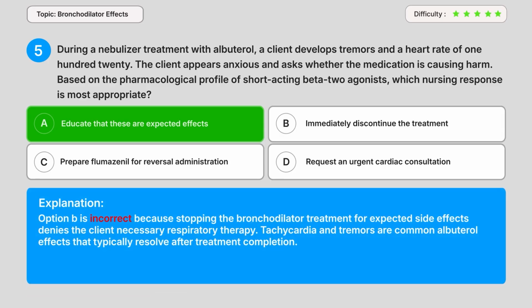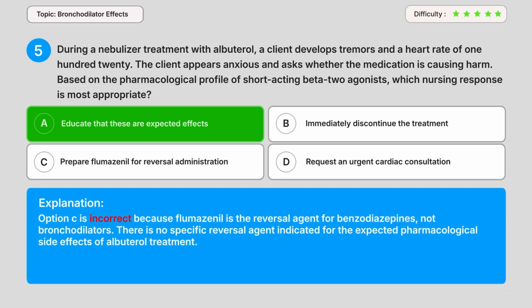Option B is incorrect because stopping the bronchodilator treatment for expected side effects denies the client necessary respiratory therapy. Tachycardia and tremors are common albuterol effects that typically resolve after treatment completion. Option C is incorrect because flumazenil is the reversal agent for benzodiazepines, not bronchodilators. There is no specific reversal agent indicated for the expected pharmacological side effects of albuterol treatment.